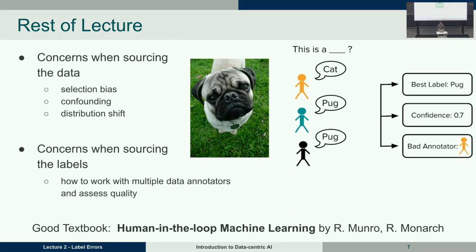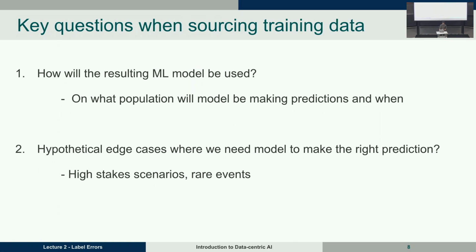And so one example of this is to source labels. Most machine learning data sets that have been created, especially for image classification type of tasks, are actually labeled by multiple annotators. And how do you work with data that is labeled by multiple annotators? How do you assess the quality of their individual ratings and things like that? And if you're really interested in this subject, I highly recommend the textbook there. It goes into a lot more detail than I will.